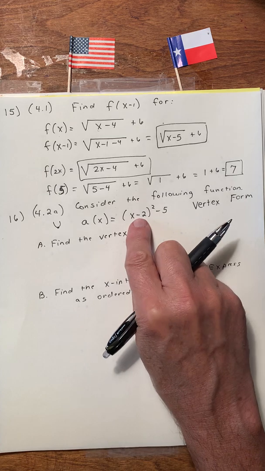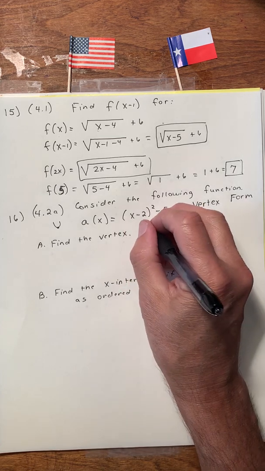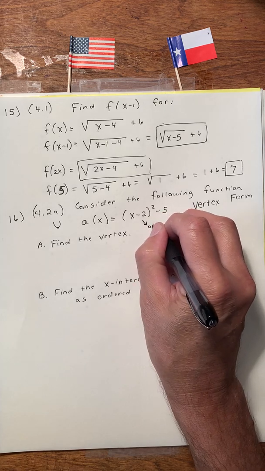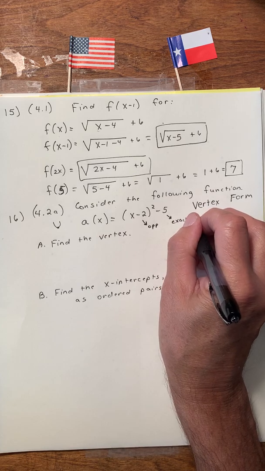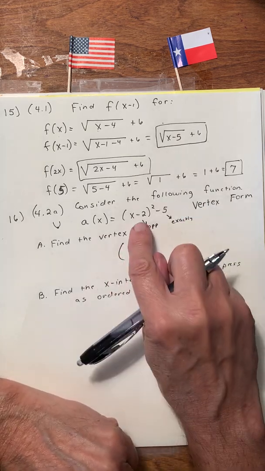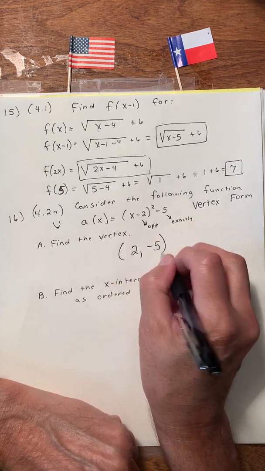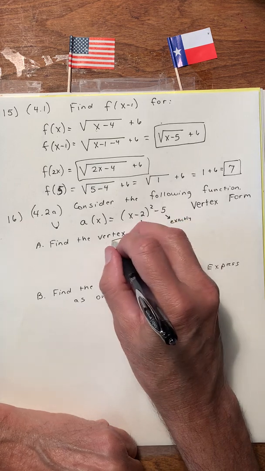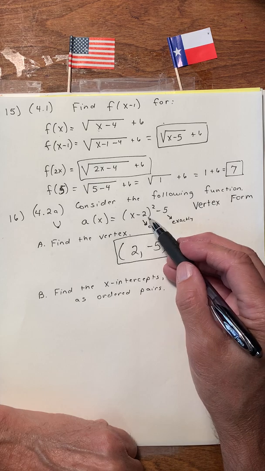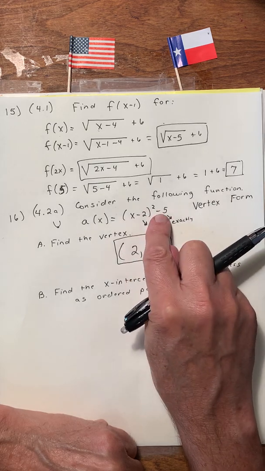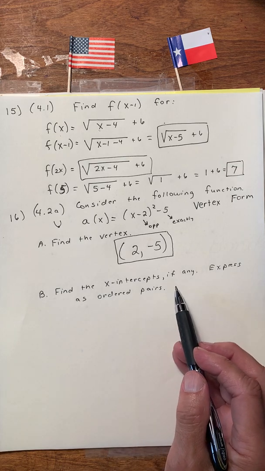All right, and here's what you do. You simply take the opposite of this number and exactly that number. Opposite of this guy and exactly this guy. So my vertex is, opposite of negative 2 is 2, exactly negative 5. There's my vertex. So when it's in vertex form, boy, that's easy. Just take the opposite of that number and that number right there. There's my vertex. All right, find the x intercepts, if any.